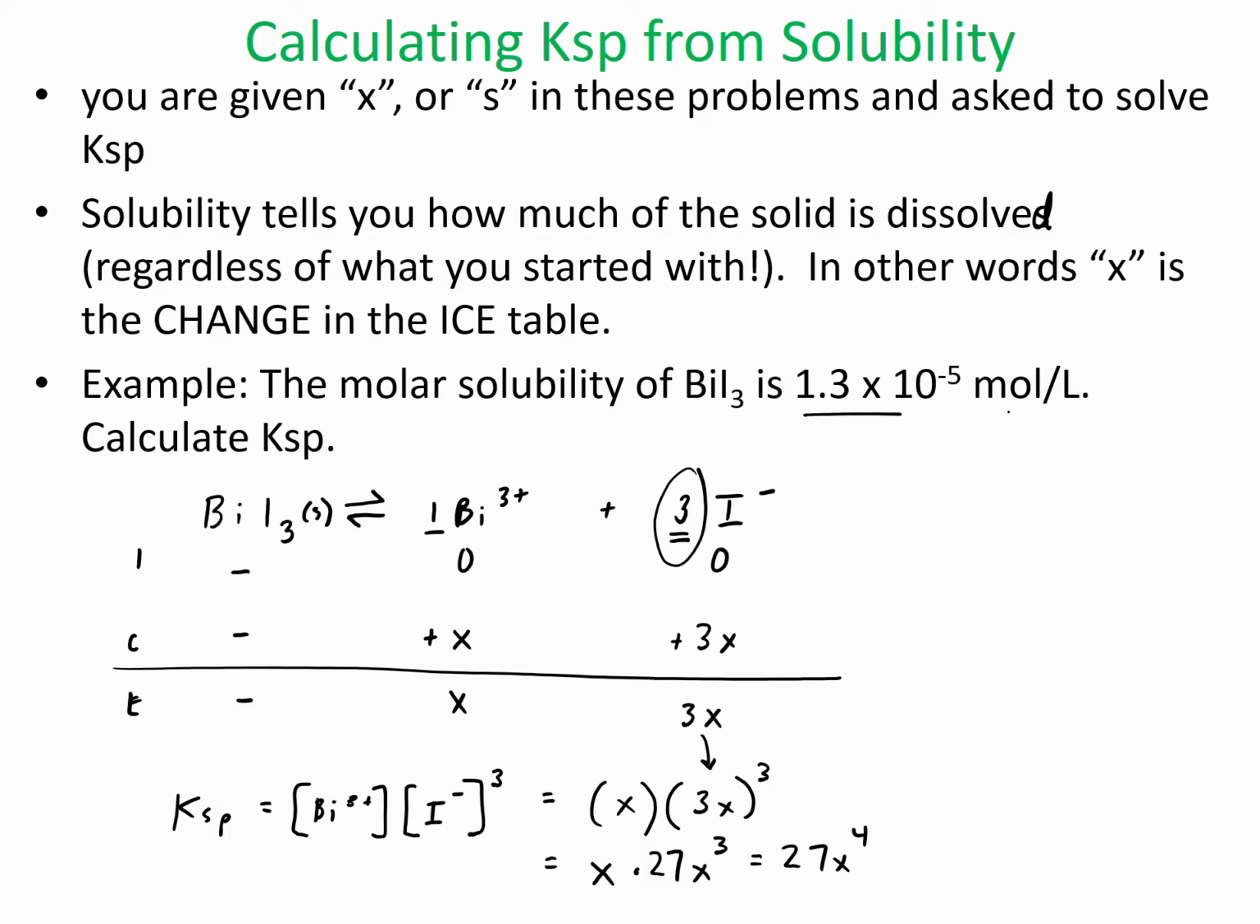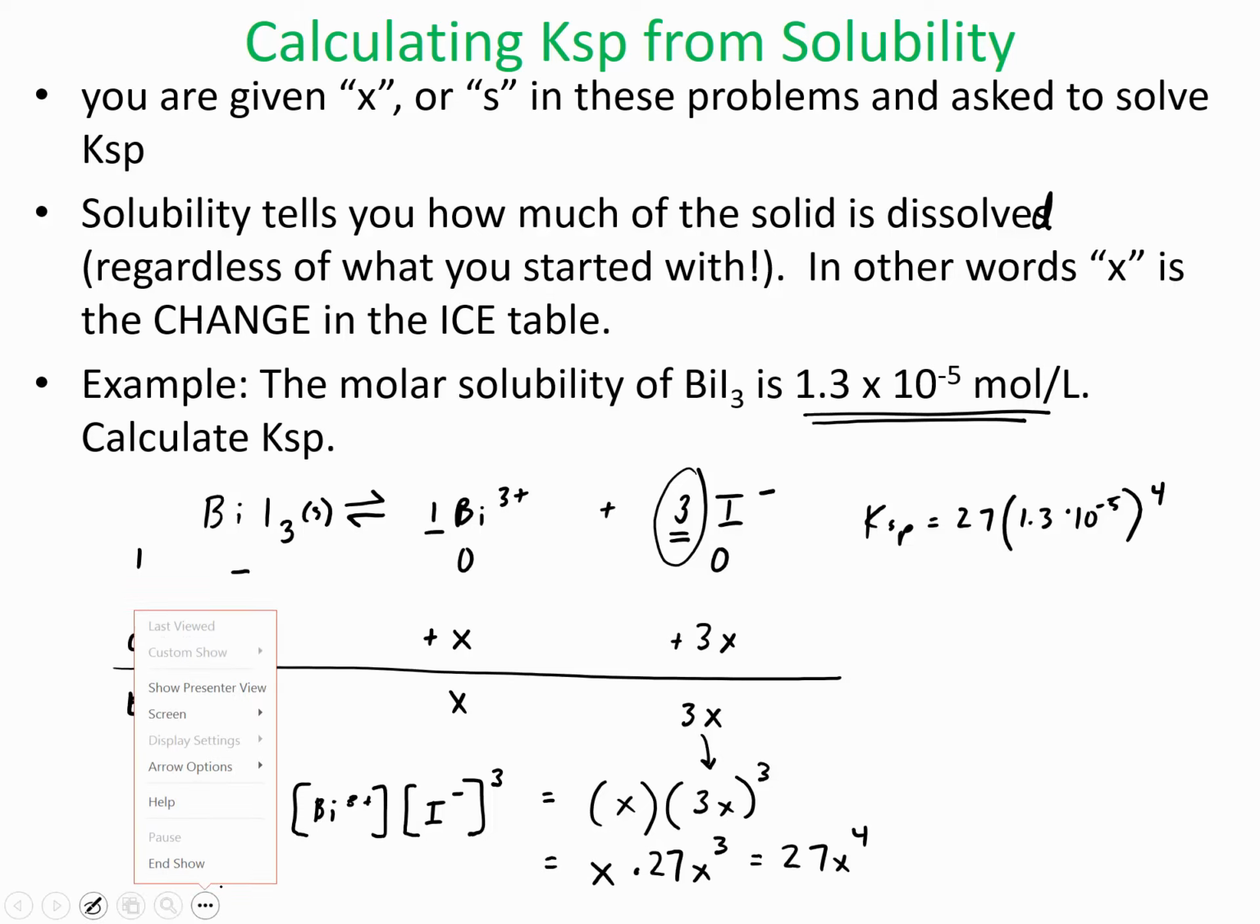And we were given x. We were given this number. I like to clean this all up first, and then write x equals. We're asked to calculate Ksp. Sorry. So Ksp then equals 27 times 1.3 times 10 to the negative fifth, to the fourth power. So I'm going to get my calculator.